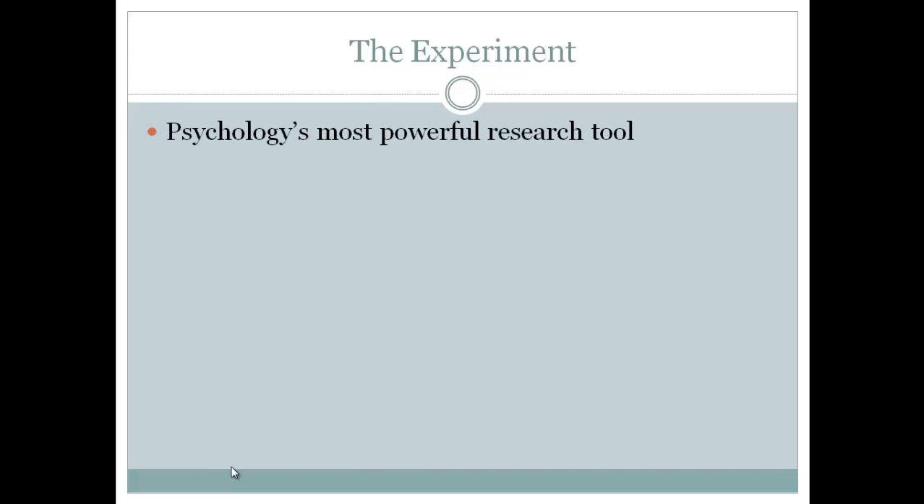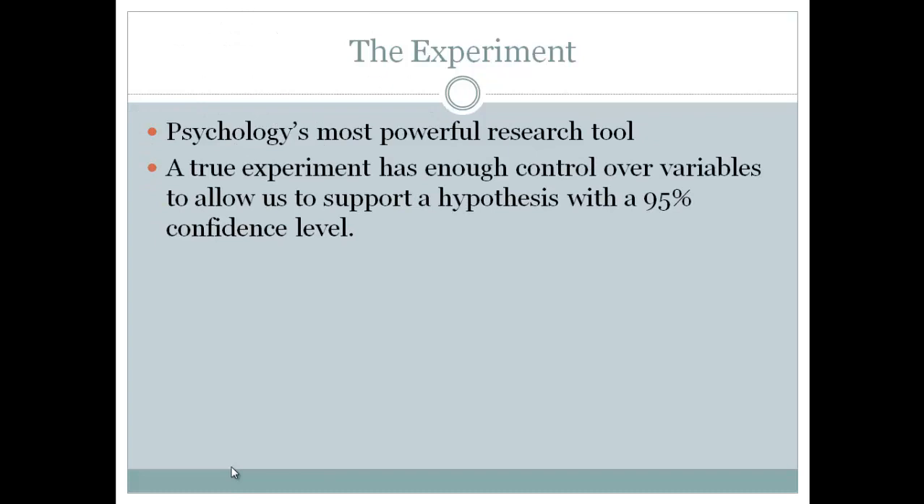Okay, class, today we're going to start talking about the experimental method. And before we do, we're going to talk a little bit about what factors to look out for when we talk about the experiment. Remember, psychology's most powerful tool in doing research is the experimental design. Your experiment has enough control over factors that could affect the outcome that we can say we have 95% confidence level in supporting a hypothesis if the statistics support that.